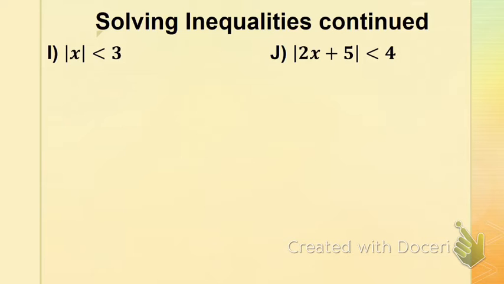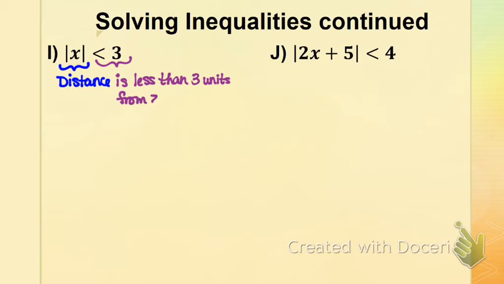So I'm looking up here at this first inequality. This is my distance. And it says that it is less than 3. So the distance is less than 3 units from 0. I'm changing it into words instead of just symbols so that we can truly understand what's going on, because I need to be able to wrap my head around it even when it gets more complicated.